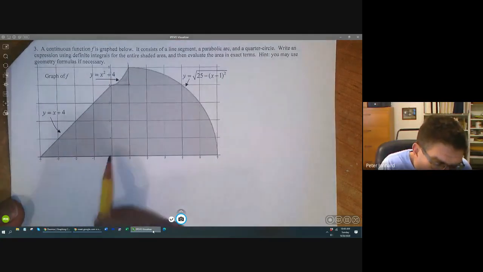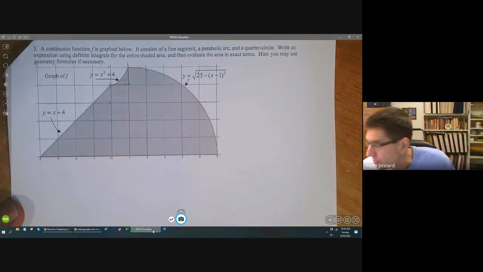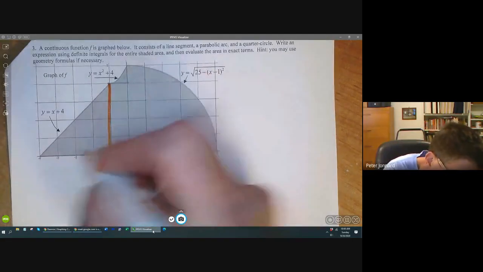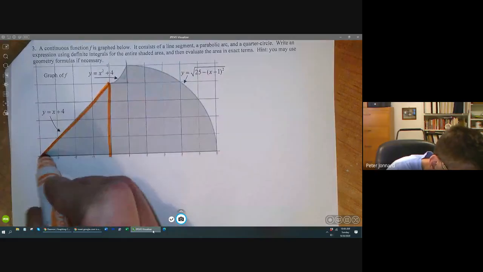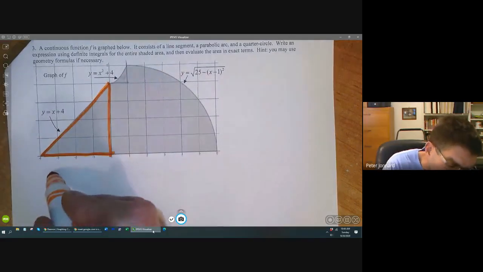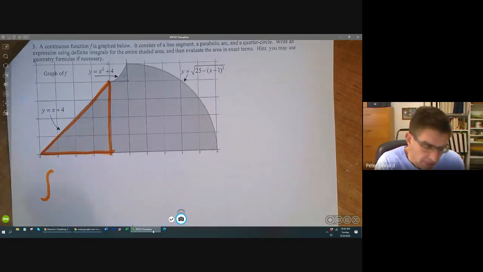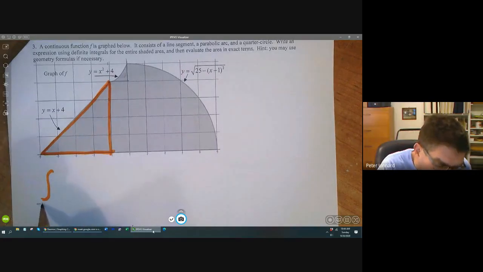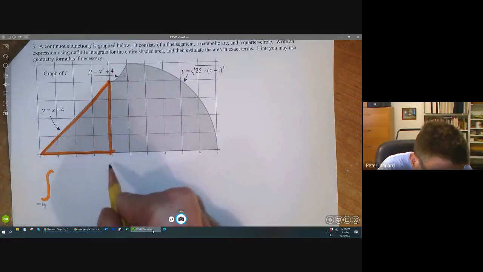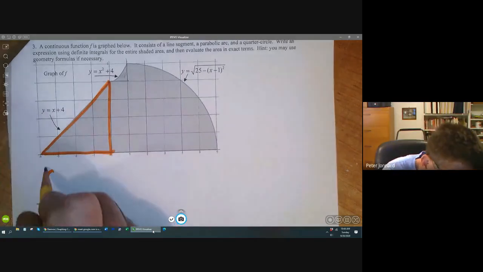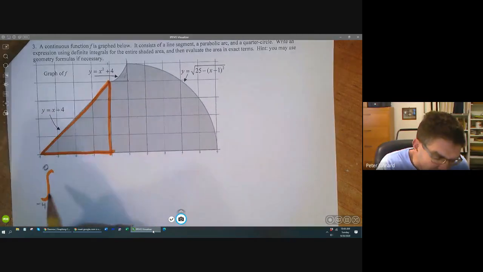So what you can do to represent this first portion here, to represent this triangle here, I'm nervous about doing this. Let me do this. I'm going to use an orange integral sign, and then if I make a mistake, I can fix it. I would integrate from -4 to, what is that, 0 there? Yes, 0 of this function, x plus 4 dx.